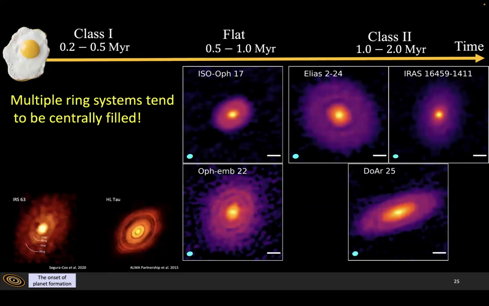And interestingly, we found that multiple ring systems tend to be centrally filled. If you look at all the multiple ring systems, you don't see a large central cavity in these disks, almost without exceptions. So all of these multiple ring systems are always centrally filled. This is a feature of multiple ring systems and possibly tied to their formation mechanism. We don't know why, but this should be investigated in the future.